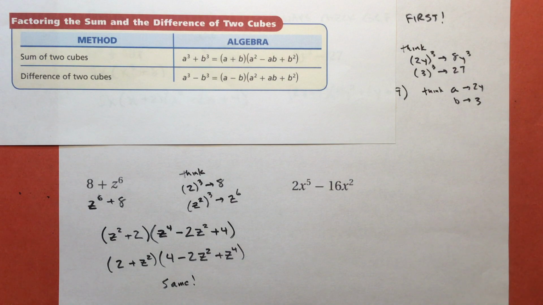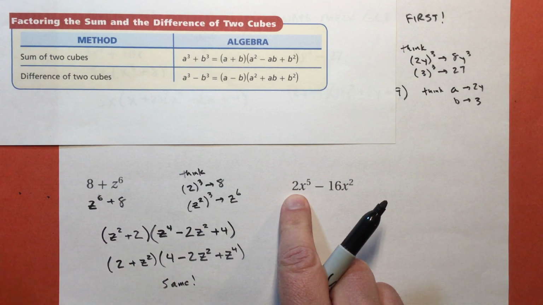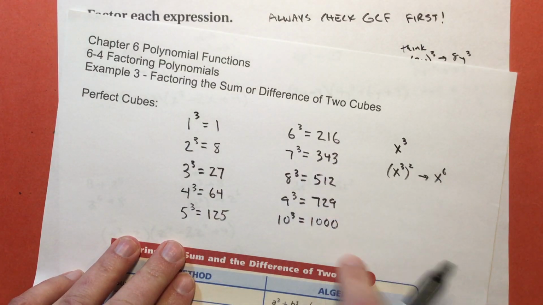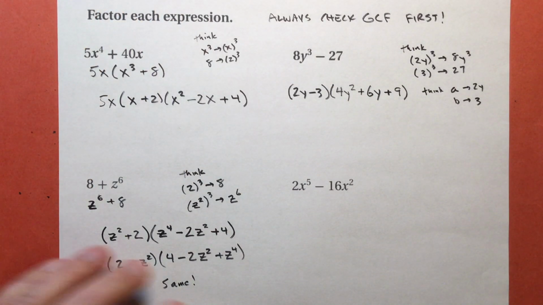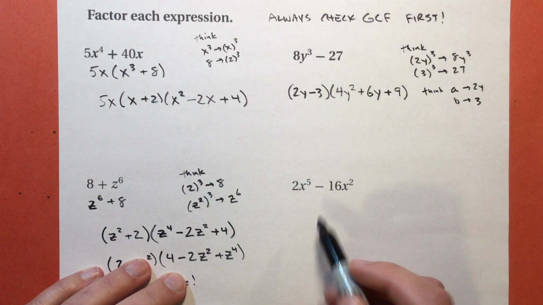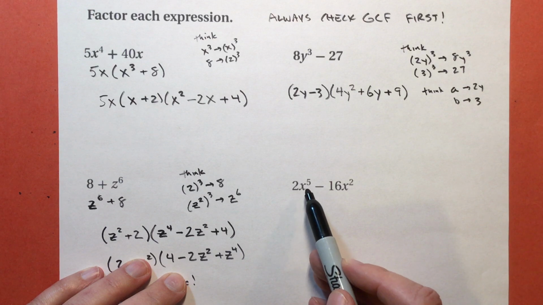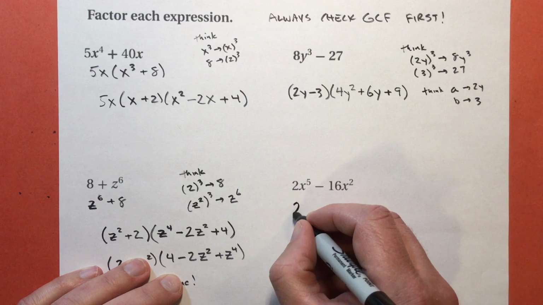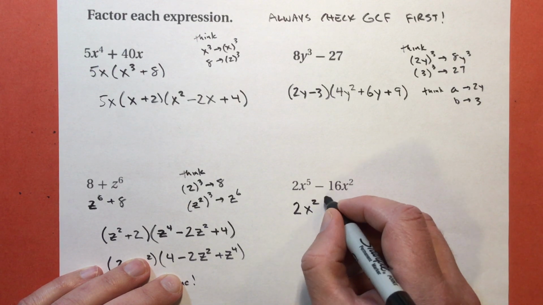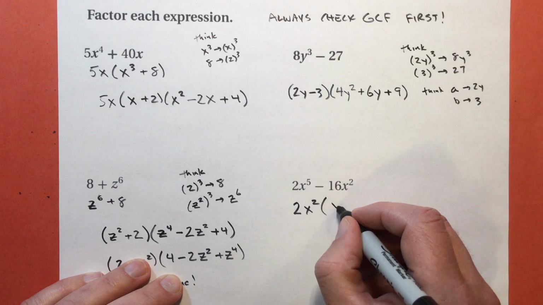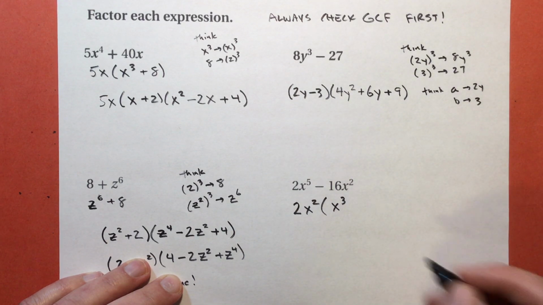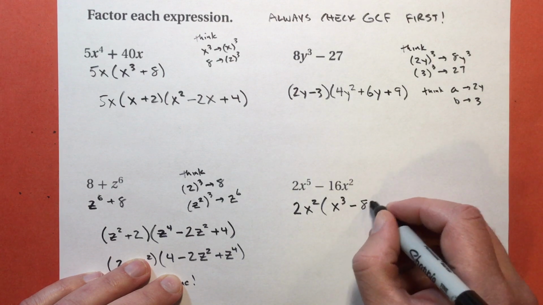All right, one more for this video. I look at my perfect cubes right here. I've still got it right here. 2 and 16, I don't see any 2s and 16s. Okay, that probably means I have a greatest common factor. I also have x times x times x times x times x here and x times x here. So my common factor is going to be 2x to the second power. That leaves the other 3 x's multiplied for x to the third power, that's x cubed, subtract 8.